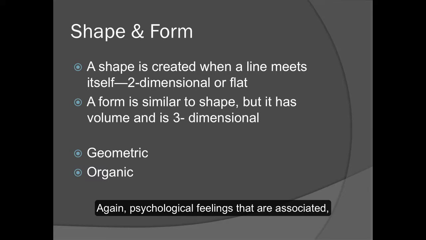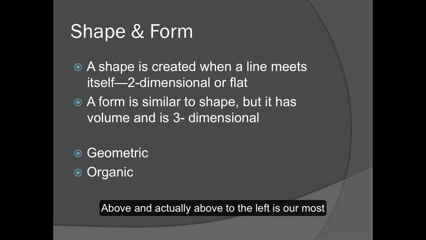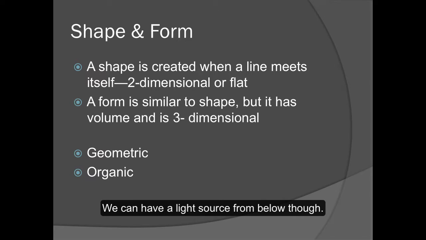Again, psychological feelings that are associated, we tend to be most comfortable with the direction of light source above us. Above, and actually above to the left, is our most comforting light source. We can have a light source from below though. In photography, you can set up some lights. If you don't have fancy equipment, use a flashlight, use a crafting light, and throw a light from the bottom going up. You'll get a completely different dynamic in your photography.